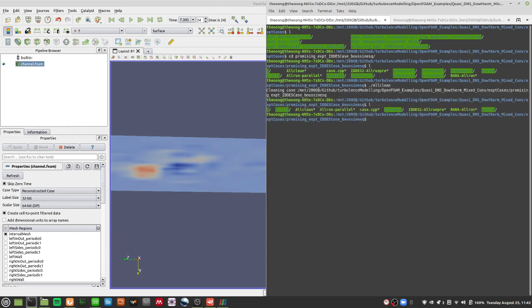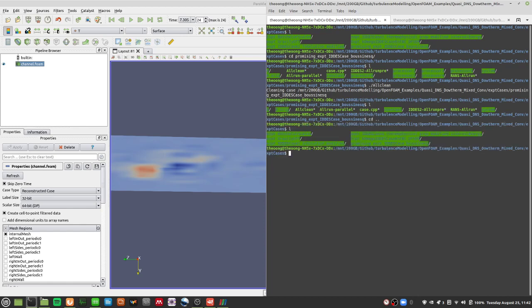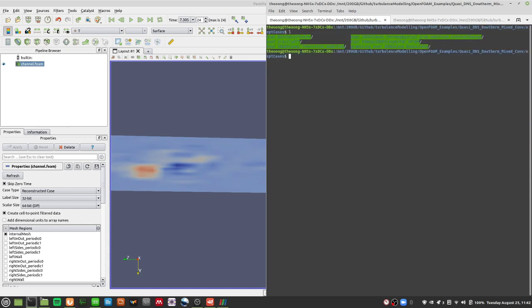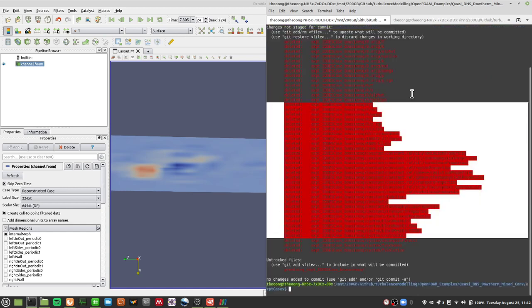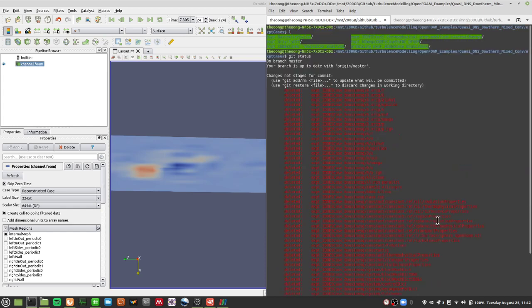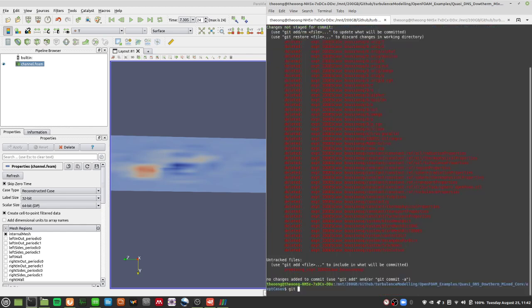Alright, so oopsie, git reset, git status. Yeah, you see I've been doing lots of things in the background. Okay, so let me git add again and git commit: boussinesq case has promising results.